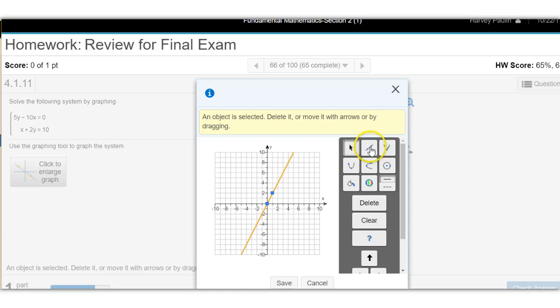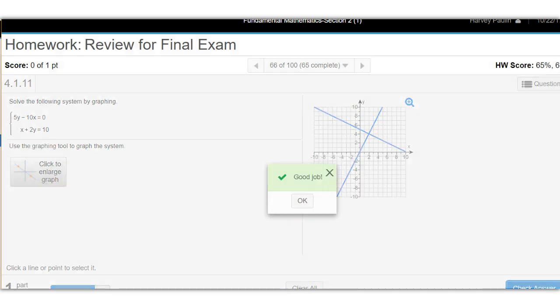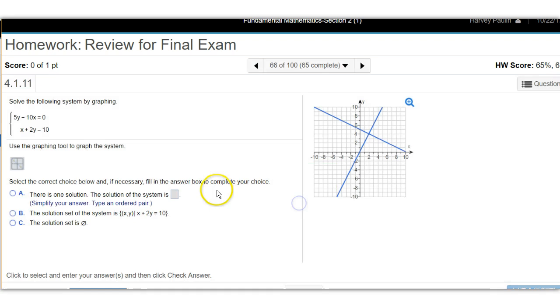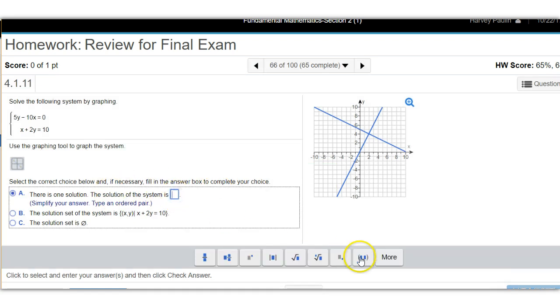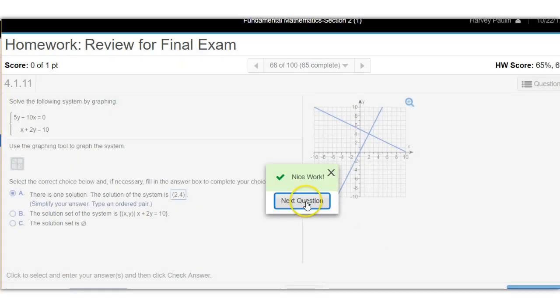Now the next point is going to be 0, 5. So 0, 5 is right there. And then 10, 0, which is right there. And it looks like our ordered pair will be 2, 4. Okay, let's check this. So we did well on the graph. For our ordered pair, 2, 4. And we check that, and we have that one right as well.